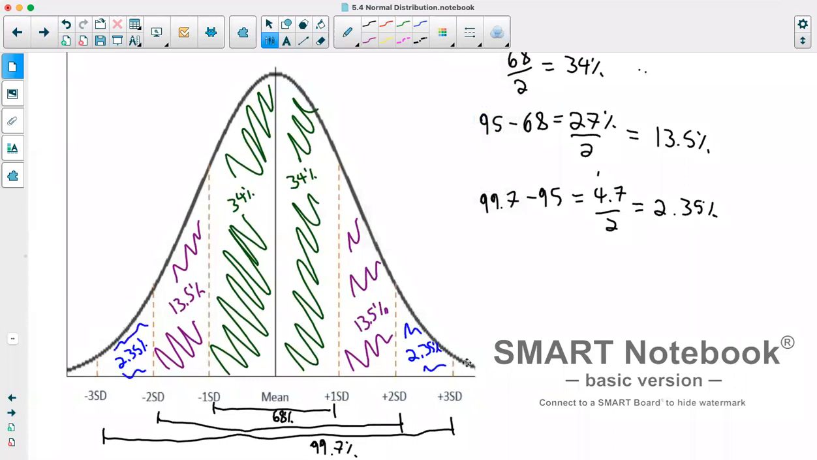All that's left is beyond these. So the whole thing is 100 minus 99.7, which gives us 0.3. We'll divide that by 2. So 0.15% is here and 0.15% is here.